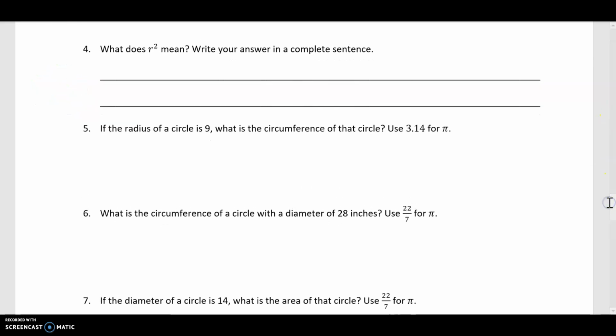Okay, number 4 says, what does r squared mean? So remember, when we're working on our area formula, it says r squared. So what we talked about in class the other day is when a number is squared, that means we're multiplying the number times itself. Okay, so remember, we're not multiplying it by 2 by the exponent. We're multiplying the number that many times. All right, so now we're down to the real problems.